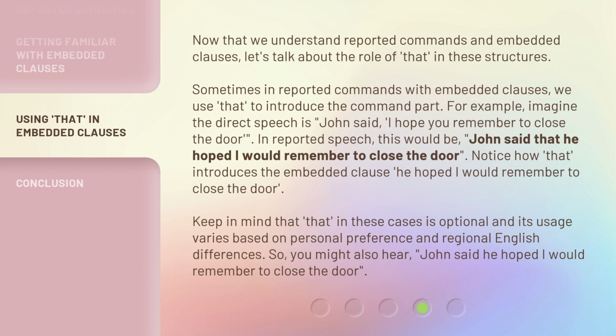Keep in mind that in these cases "that" is optional and its usage varies based on personal preference and regional English differences. So, you might also hear, "John said he hoped I would remember to close the door."